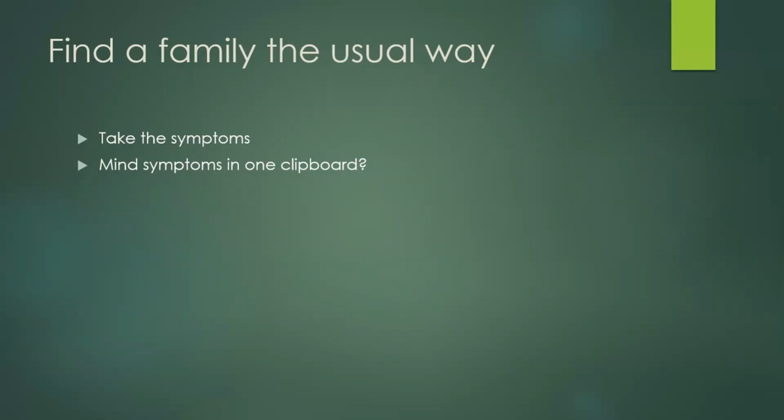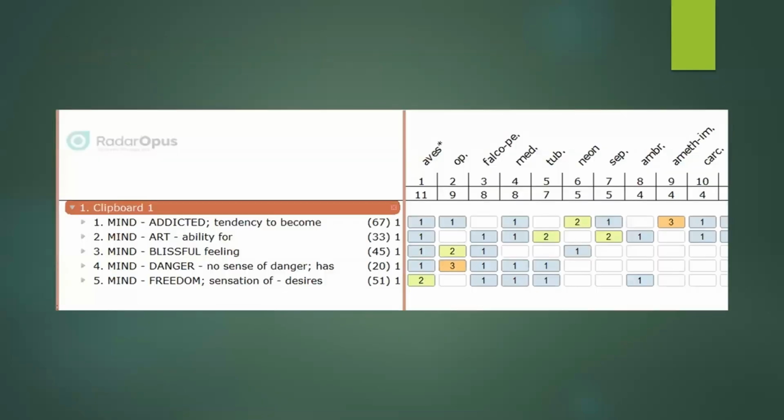Yeah, maybe a little suggestion, if I may. It may be interesting to put the mind symptoms in one clipboard, to only repertorize the mind symptoms. Why? Because when we added the family symptoms to the repertory, it was mostly mind symptoms. So if you repertorize only the mind symptoms, you will find the family more easily. Look here, these are the mind symptoms of the previous case. You see the Avis bang stands out without any doubt, okay?